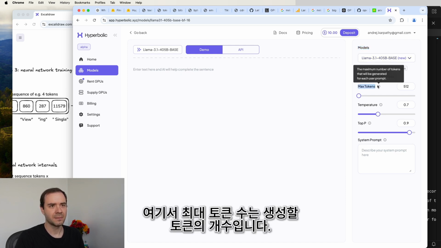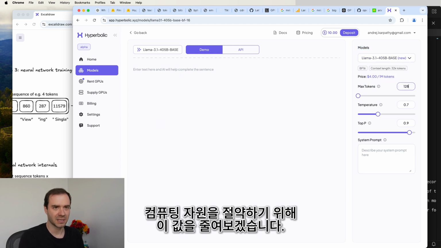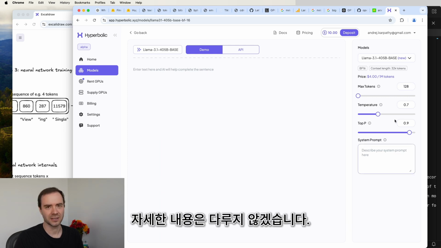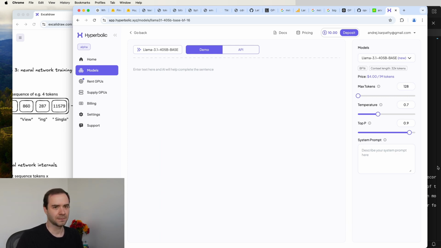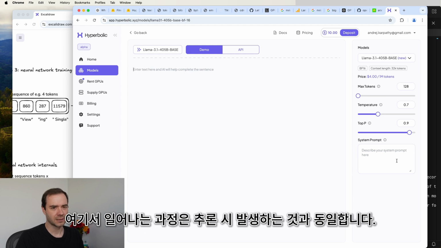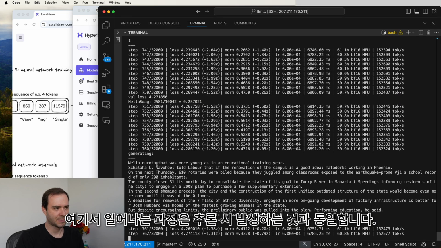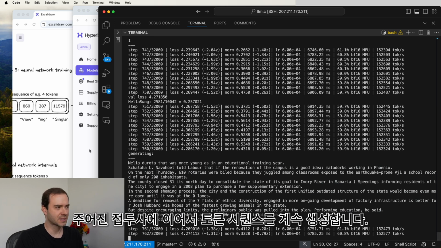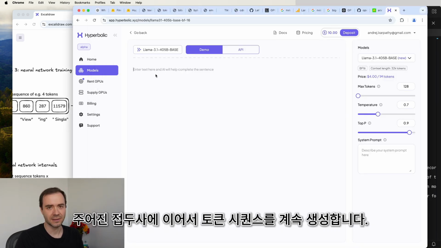Here, the max tokens is how many tokens we're going to be generating. So let's decrease this to be a bit less, just so we don't waste compute. We just want the next 128 tokens and leave the other stuff alone. I'm not going to go into the full detail here. Now, fundamentally, what's going to happen here is identical to what happens during inference for us. This is just going to continue the token sequence of whatever prefix you give it.